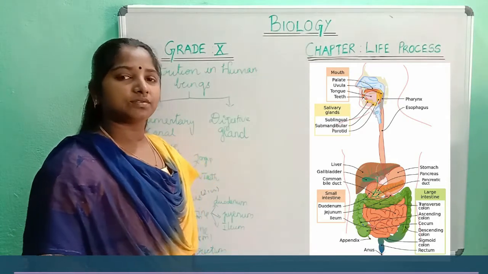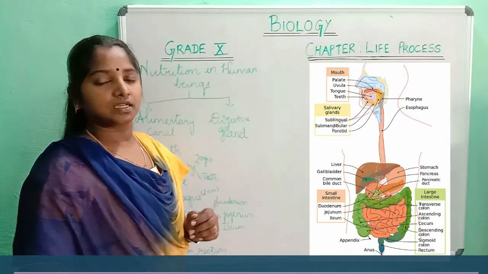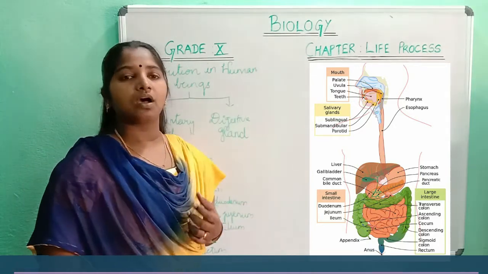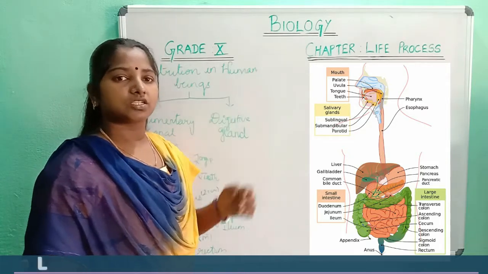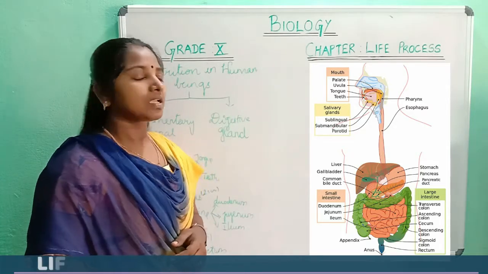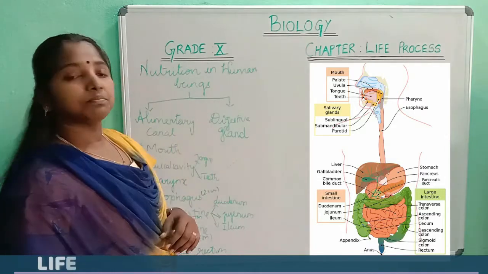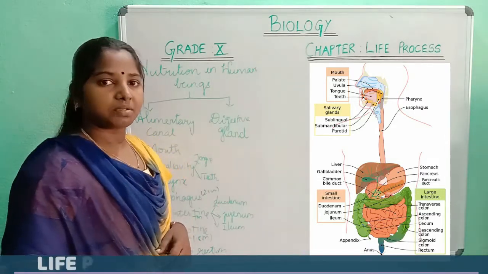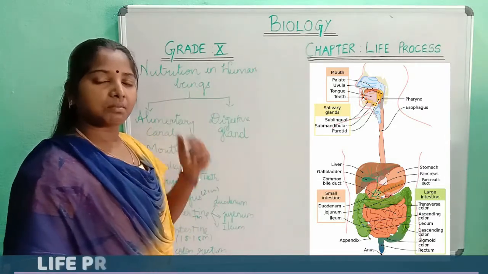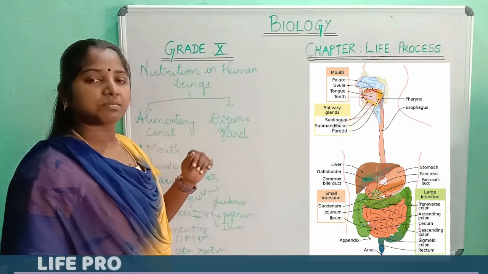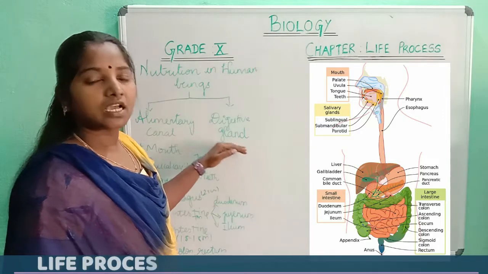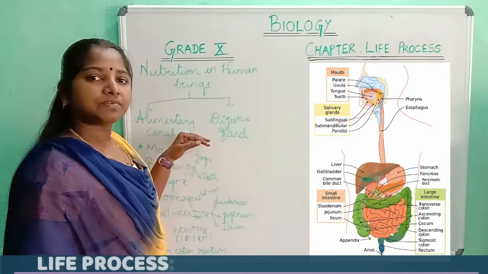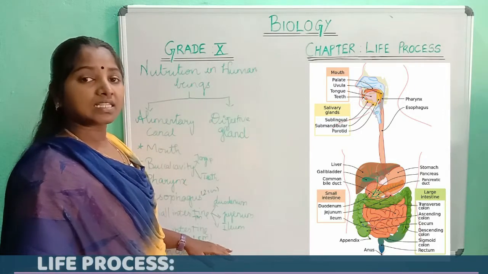So today we are going to see the topic about nutrition in human beings. In the last class we saw how the amoeba obtains its nutrition. So today we'll see about nutrition in human beings. The digestive system plays a main role for human beings when we speak about nutrition. The digestive system has two parts called the alimentary canal and the digestive gland. The alimentary canal starts from the mouth and ends in the anus.